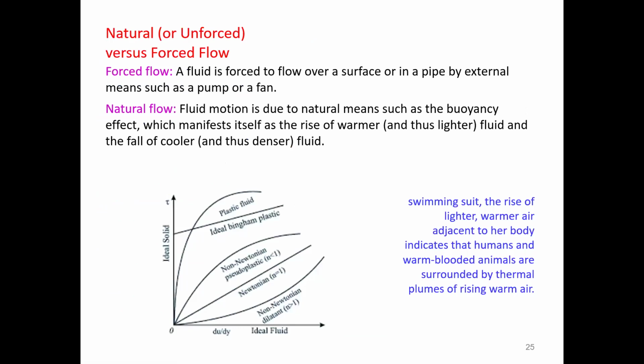Natural versus forced flow. Forced flow is when the fluid is flowing due to some external forces. That kind of flow is known as forced flow. Natural flow, in the sense, is fluid motion due to natural means such as the buoyancy effect, which manifests itself as a rise of warmer fluid, and the fluid falls in the cooler position. In the sense, it moves from hotter to cooler due to natural phenomena.